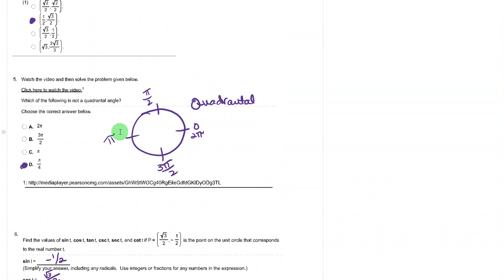This one says watch the video and then be able to choose which of the following is not a quadrantal angle. So we should really kind of know that without watching a video, but you're here at 0, and then at 1/2 pi, at 1 whole pi, 1.5 pi, and then back at 2 pi. So all of those are on those quadrant divisions, but pi over 4 is in the middle here.